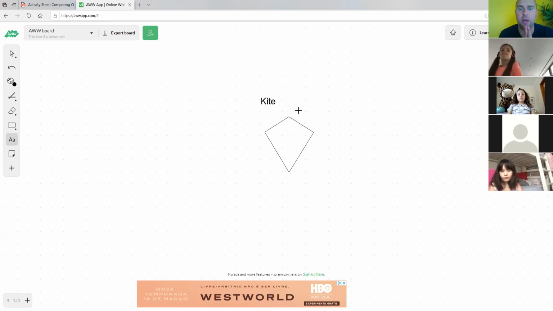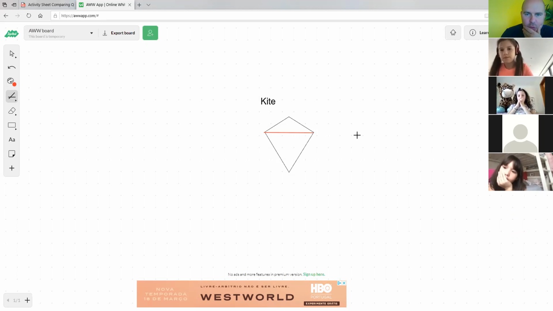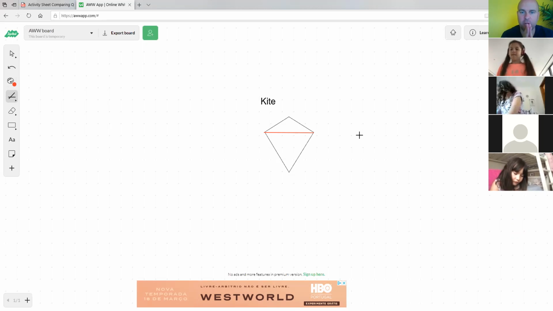Now, a kite is made up of 2 isosceles triangles, bottom to top. Can you see where that red line is? We know what an isosceles triangle is, don't we?